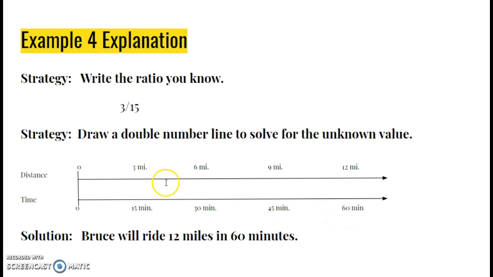Once I've done that, then I'm going to take my miles. So I'm going to go up 3 each time, 3, 6, 9, 12. So the solution for this particular problem is Bruce will ride 12 miles in 60 minutes.